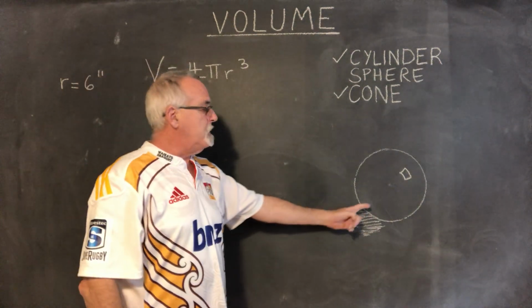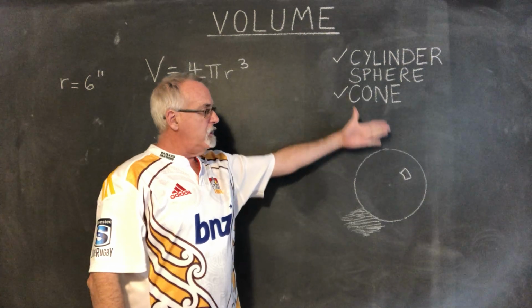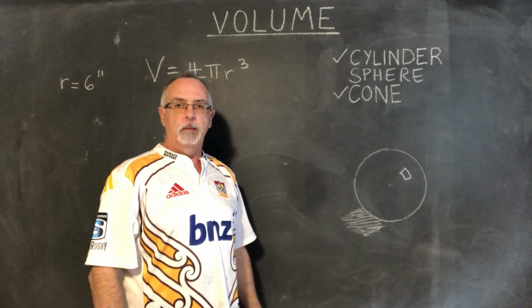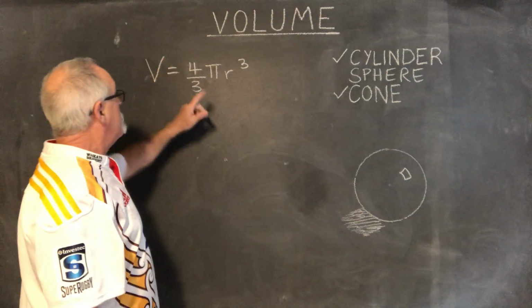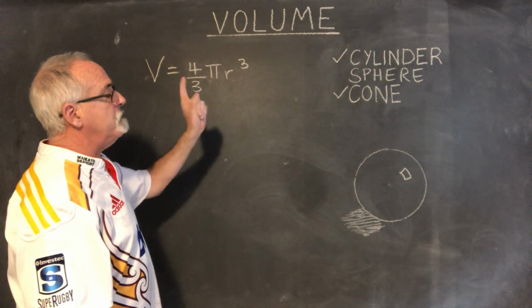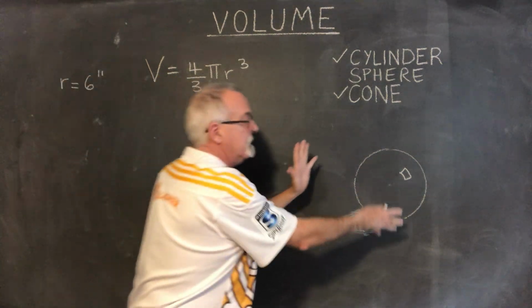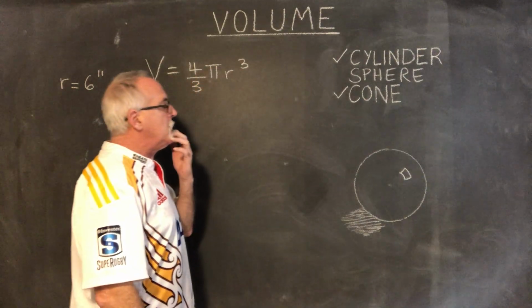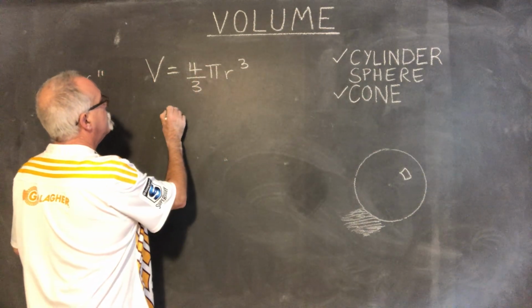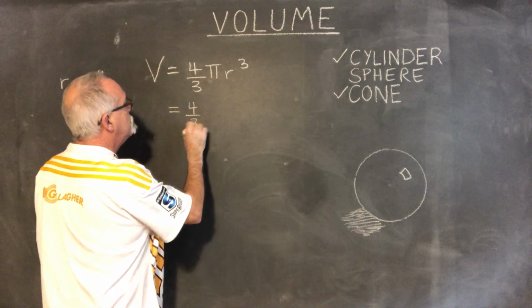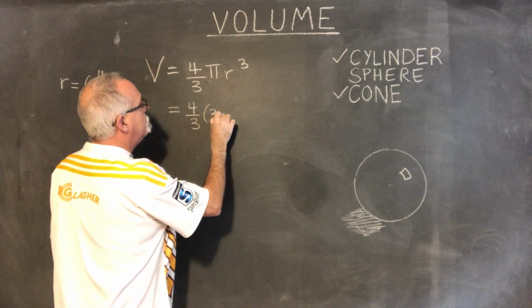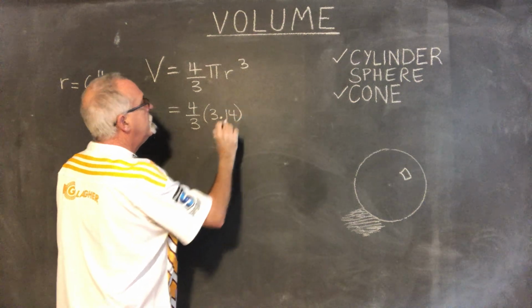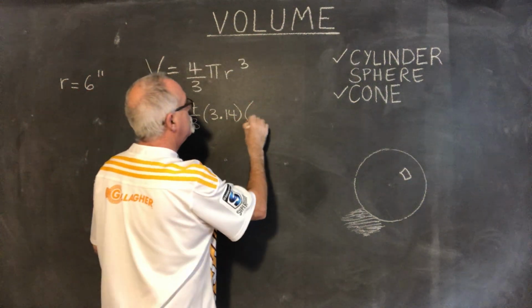A representation of a 3-dimensional shape drawn on a 2-dimensional surface. Big part of geometry. Volume of that sphere, which is meant to be life size, if you will. It has a radius of 6 inches. So what's its volume going to be? Its volume is going to be 4/3 times pi, which I'll convert right now into 3.14, times 6 cubed.